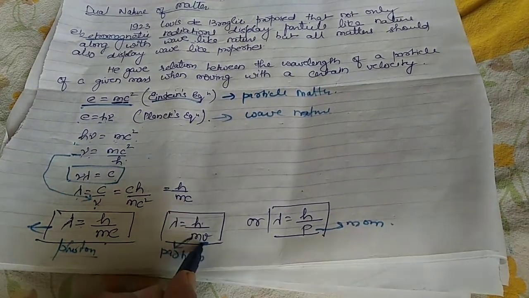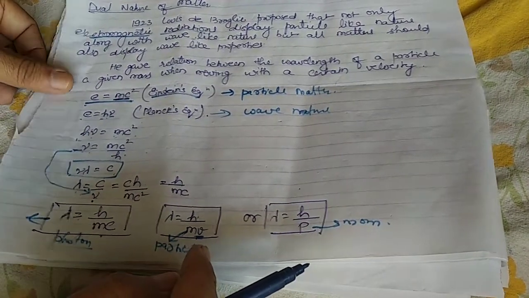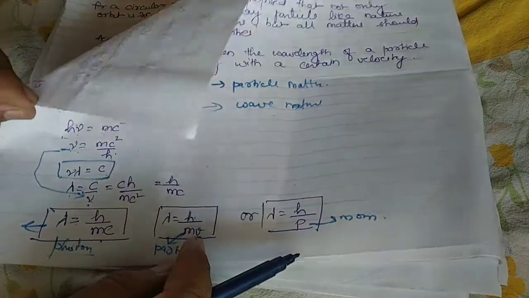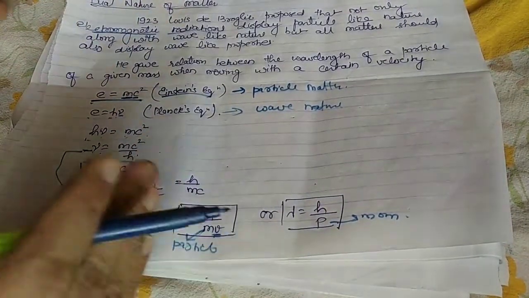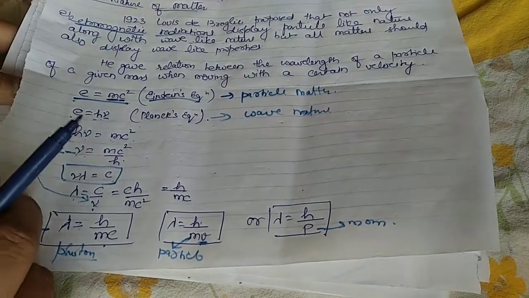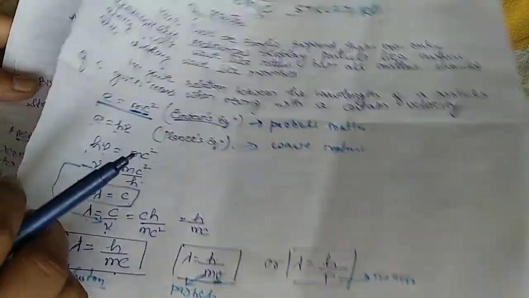Lambda is equal to h upon mv. This is the de Broglie wave equation. This equation relates the wavelength of a particle of mass m, right? So it relates both the particle nature and the wave nature of matter.